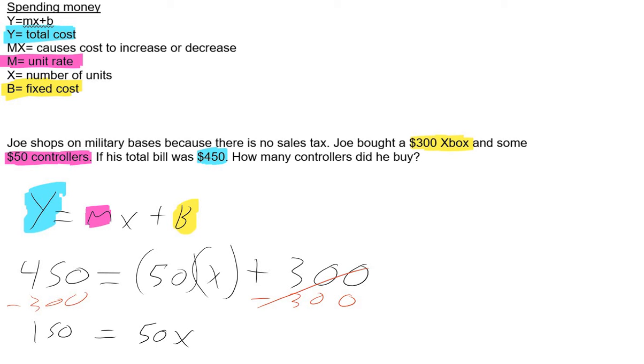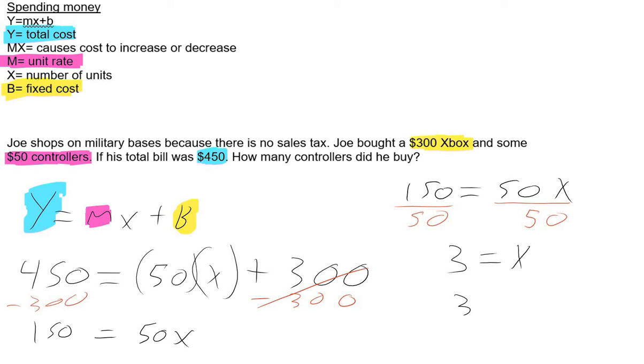I'm going to rewrite this here for the sake of space. 150 equals 50x. And so what's the function between 50 and x? That's multiplication. Therefore, the opposite function, or dividing, is what we want to do here. Divide by 50. And what we ultimately see is that x is going to equal 3, or x equals 3.